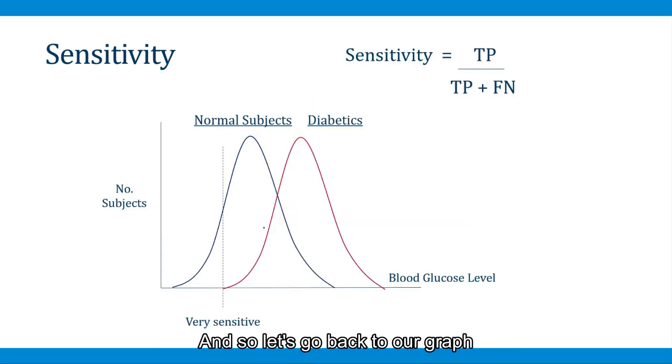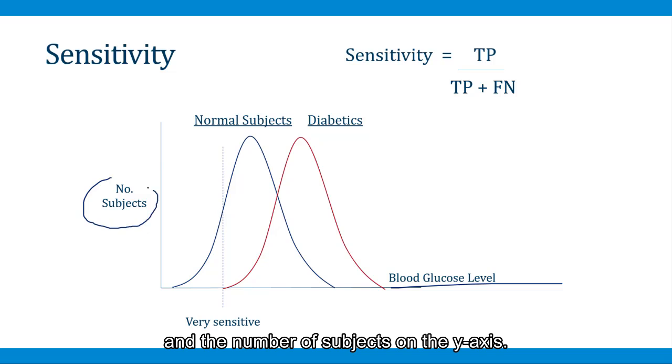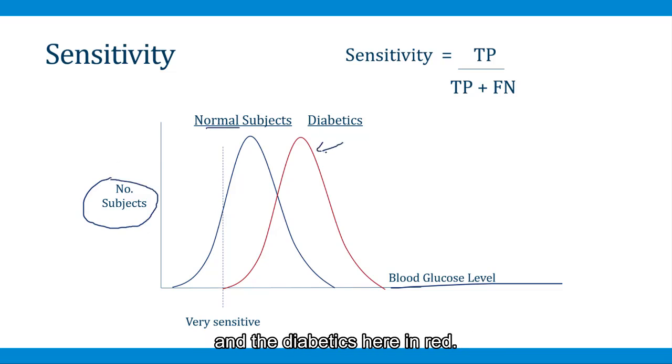And so let's go back to our graph of the blood glucose level on the x-axis and the number of subjects on the y-axis. And we have the normal subjects in blue and the diabetics here in red.